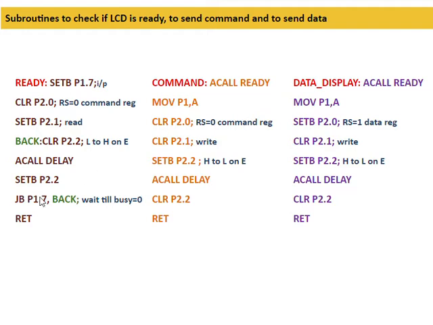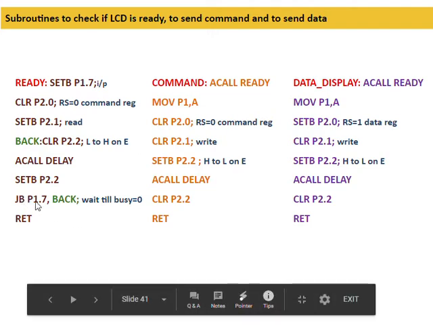So, we will check whether P1.7 is high. If it is high, it means the LCD is busy. We will again check. So we will jump to back. Back is the label of the instruction where you will send another low to high pulse on the enable pin to read the busy flag again.